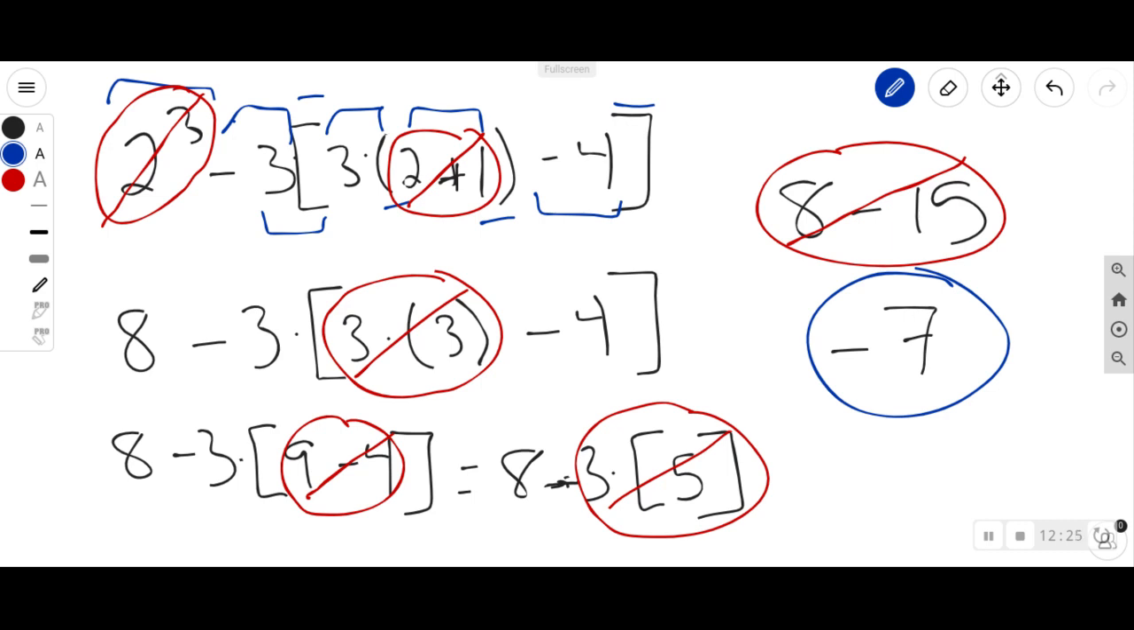Remember that it's just doing it step by step following PEMDAS. Just go in order, and if you do that, you shouldn't have that much trouble with these. Just always follow the steps.